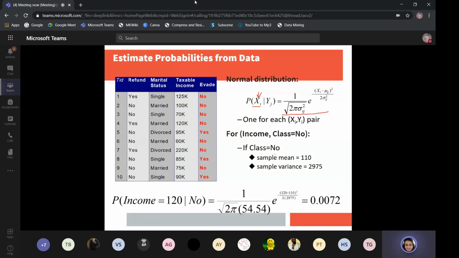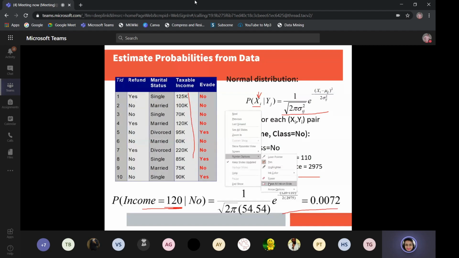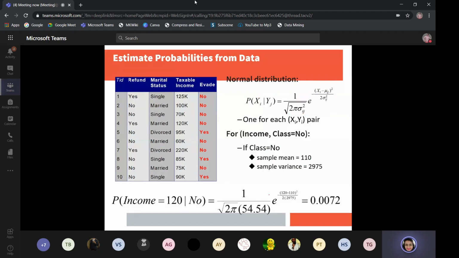So for income, अगर आपकी class no है तो आप कैसे estimate करोगे? Income के लिए पहले mean निकालोगे, उसका variance compute करोगे. So probability of income equal to 120 given the class is 1 by root 2 pi sigma square raised to this. So this you can compute. Obviously, from an exam perspective, you might be asked to compute the probability for a particular attribute, so you will have to keep your log tables and calculators handy.